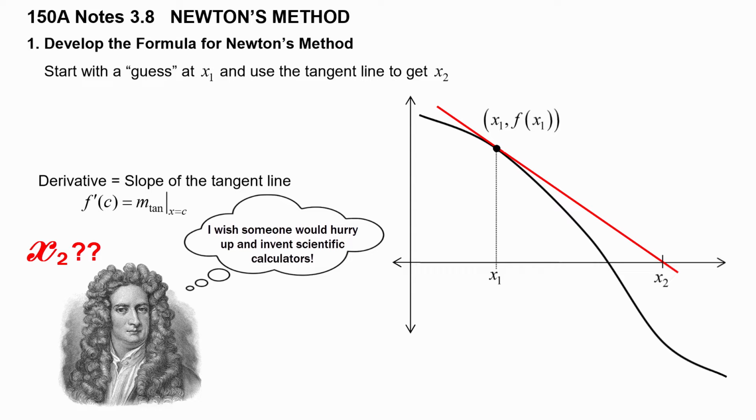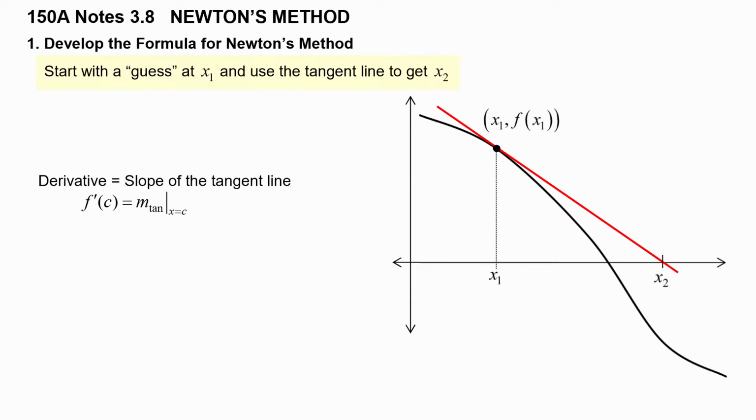So Newton came up with this method where we start with a guess at x1 and then we use the tangent line to get x2. So if we look here, we have this point here where the coordinates would be x1 comma f of x1. If we follow the tangent line down, it hits the x-axis at this root, which is at x2, so the coordinates here would be x2 comma 0.